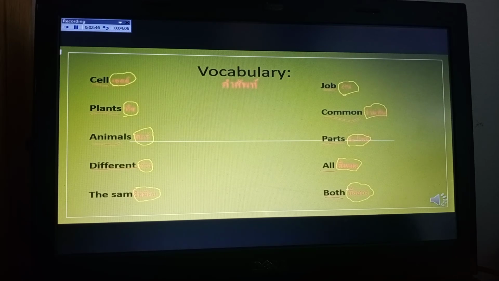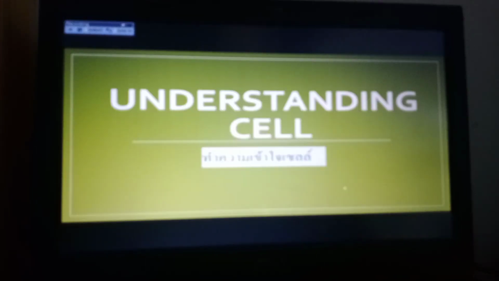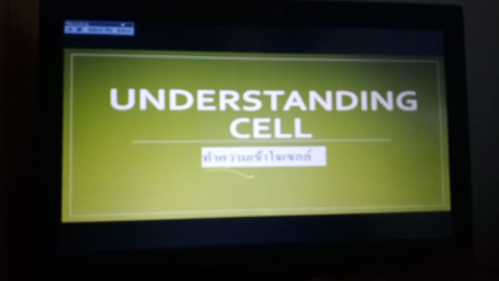Okay, so we're done with our vocabulary. Now, our topic for today is all about understanding cell. What is cell all about? What is this cell? Is this helpful? What is the function of this cell? So later on, we will know what a cell is, since our topic for today is all about understanding cell. And we have again the Thai translation of this one.